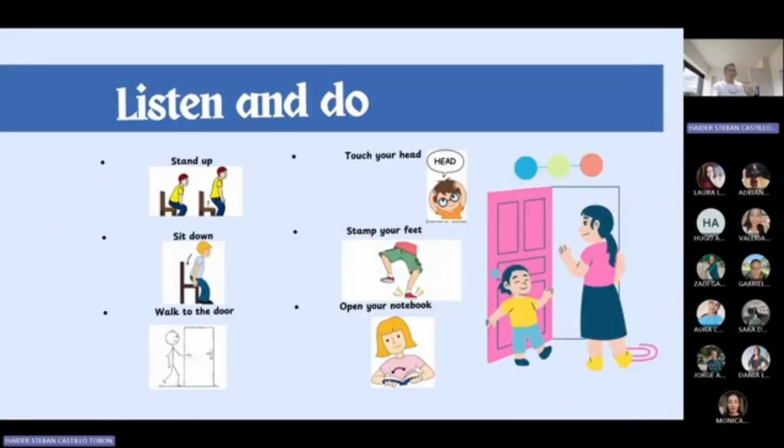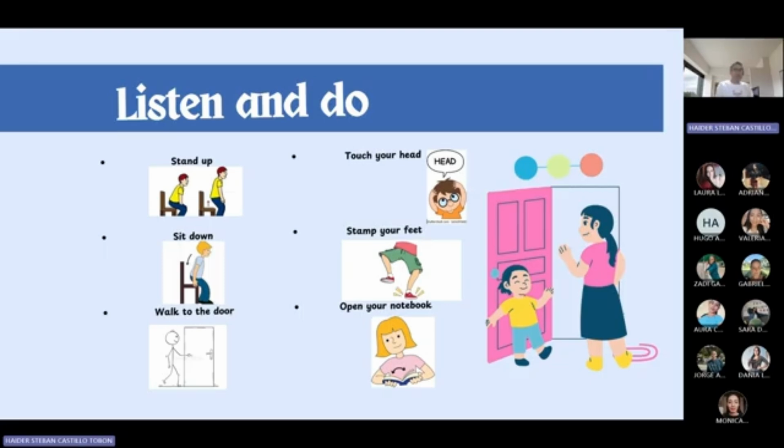And these are the other activities that you can make to cool down. Activities like stand up, sit down, touch your hand, stamp your feet. Stamp your feet es la acción no solamente de levantar un pie y el otro, sino como que sonara ta, ta, ta. Esa es la idea de la frase stamp your feet. And walk to the door is the action that we use in all class. Or open your notebook.